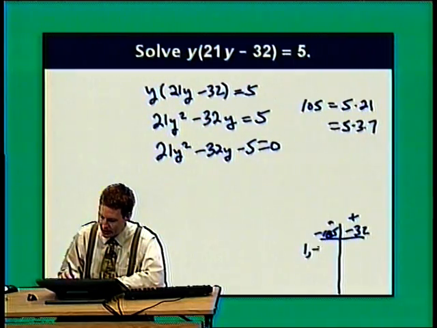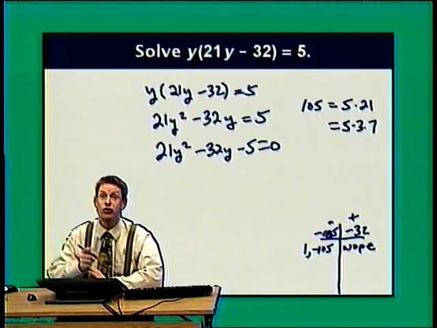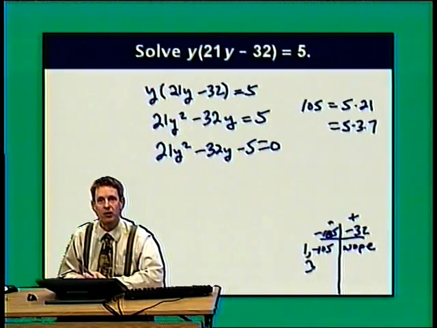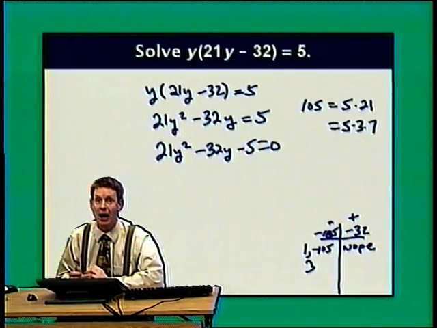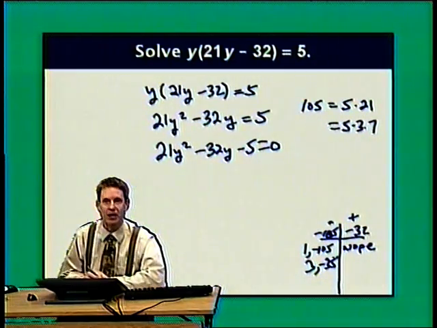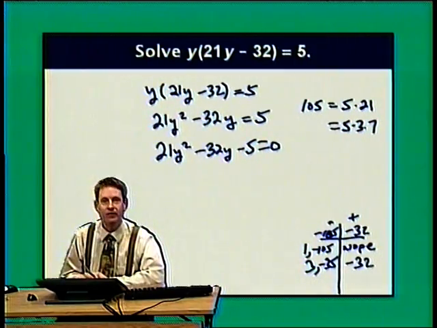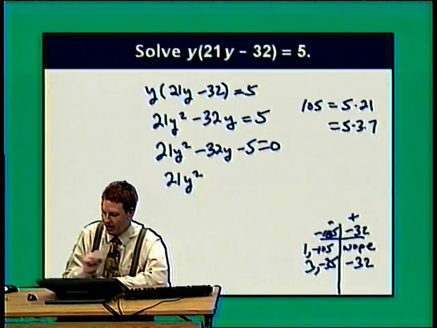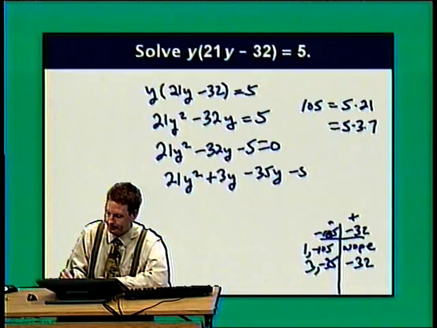Well, let's look at 1 and negative 105. I don't really know what that adds to, which is a little bit of a lie, but I do know it doesn't add to negative 32. Let's go up to 3. What would we have to multiply 3 by to get negative 105? Well, looking at my prime factorization, I'm missing the 5 and the 7, which multiplies to 35, so I'd need to multiply 3 by negative 35. And yippee-yi-yay, that adds to negative 32. So let's go ahead and take our minus 32y term and break it up into 3y minus 35y.